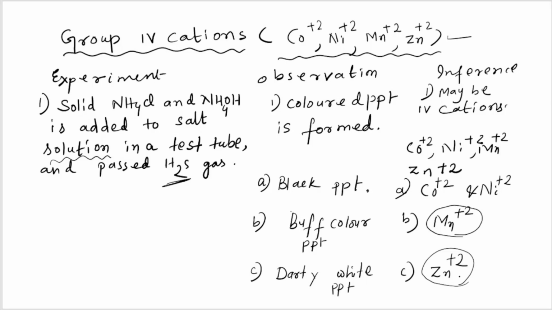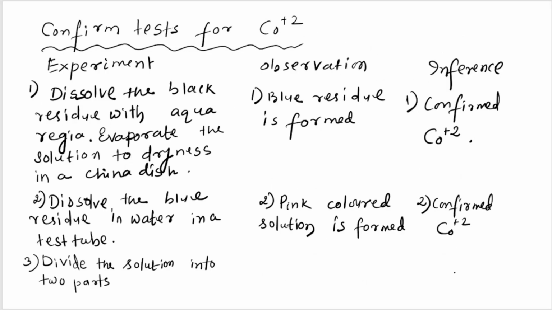Then out of 4, if a salt contains any one of these ions, by this first test you are sure that one may be present, by its color and by its precipitate. Generally by its color you should know what cations may be present. And after that, you will do confirmatory tests one by one.